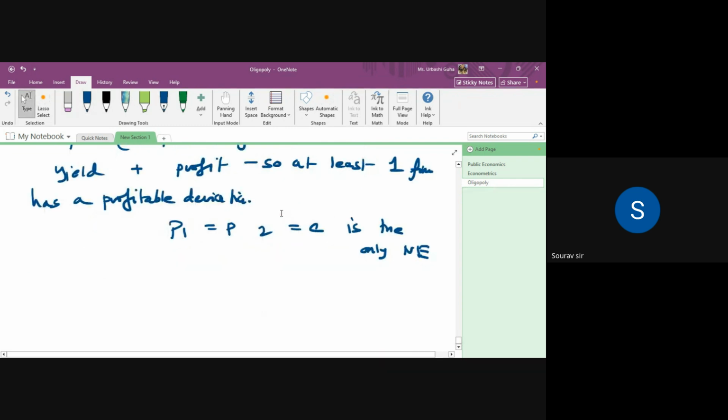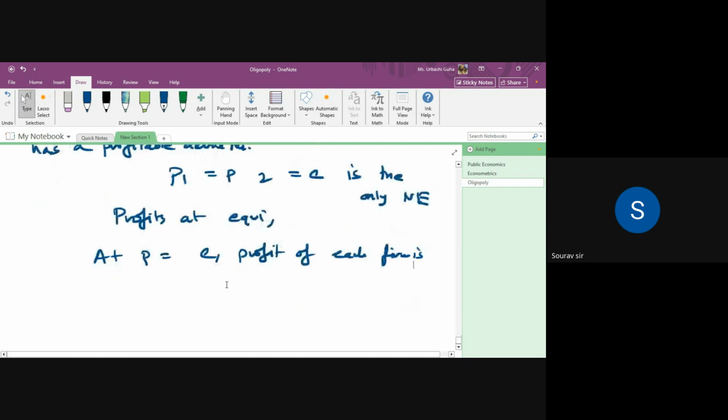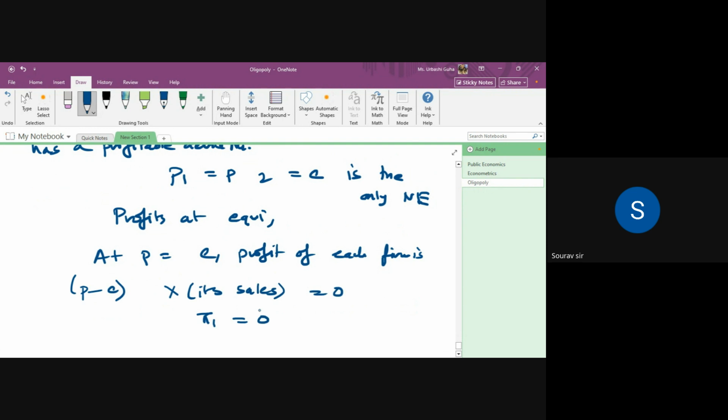Okay. This is one. Next, just write it down that profits at equilibrium will be what? At P equal to C, profit of each firm is P minus C multiplied by its sales. That is 0. So then profit is equal to 0. This is one. And next, if I go for asymmetric cost.